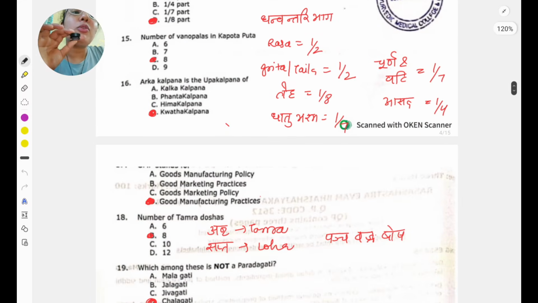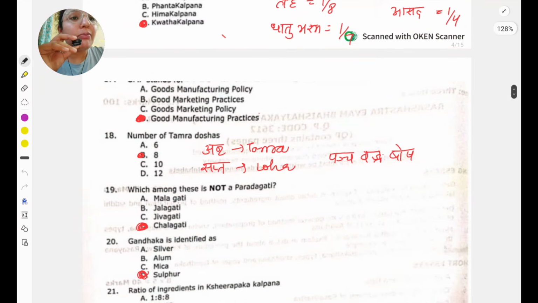Among the Puta, Kapota Puta is 8 in number, and it is only Bhumi Samtala. So like this, Puta questions can come. Sometimes they can ask the number of Upala, sometimes the particular measurement. Arka Kalpana is an Upakalpana of Kwatha Kalpana.